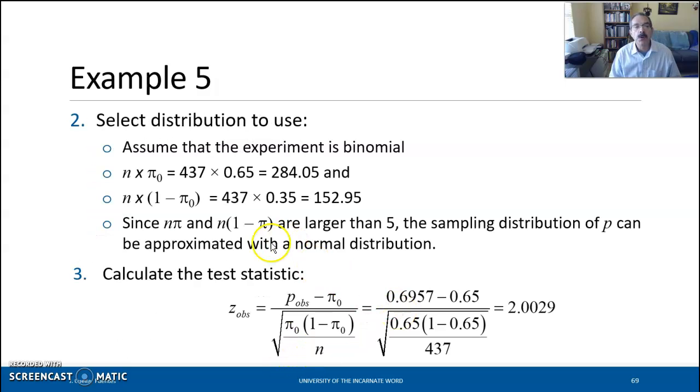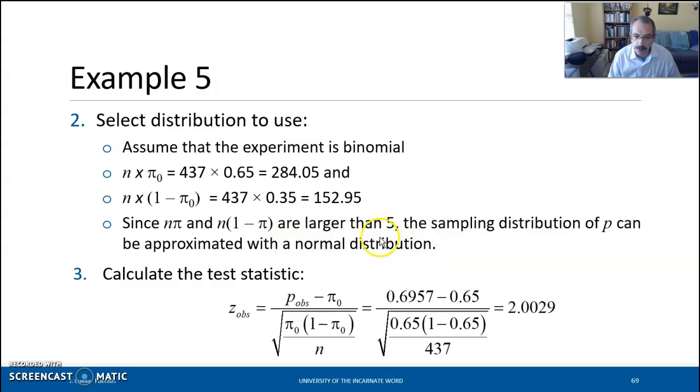All right, so we're going to assume that this is a binomial experiment. So using the sample size and the proportion of success under the null hypothesis, we find that that product is 284.05, and the sample size times the probability of failure is 152.95. Both of these quantities are bigger than 5. Then we're justified in approximating the sampling distribution of the proportion with a normal distribution.